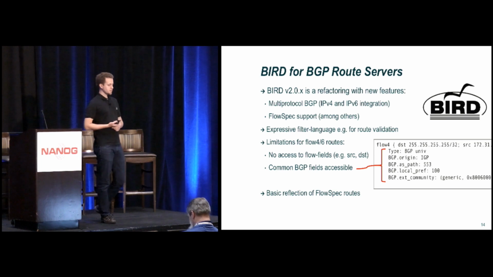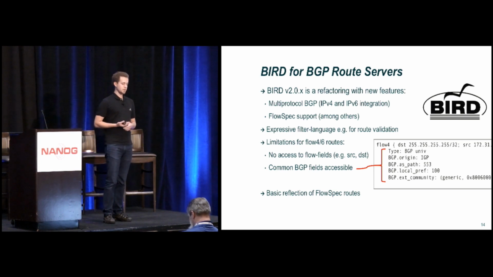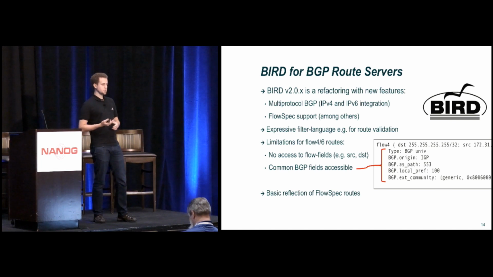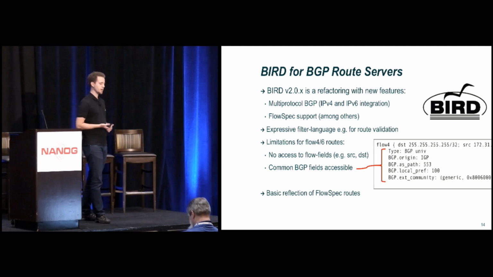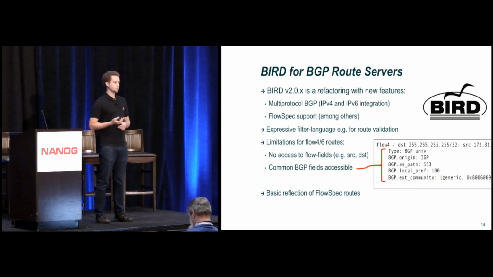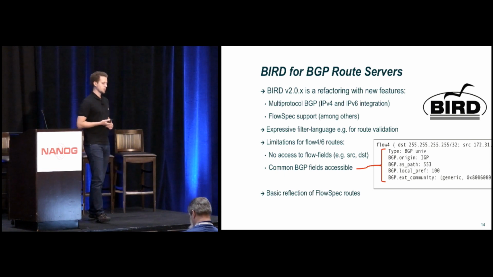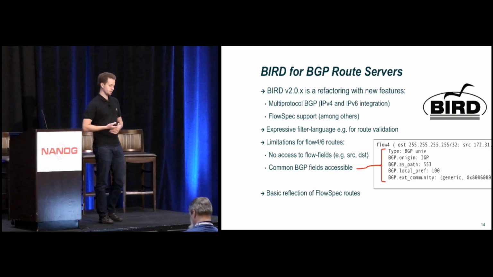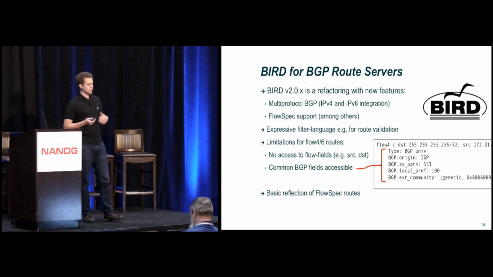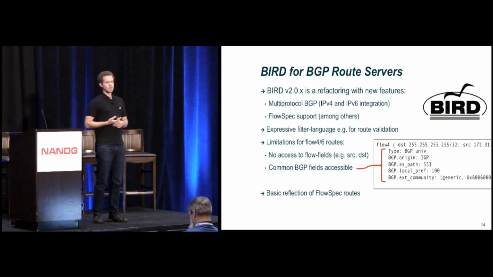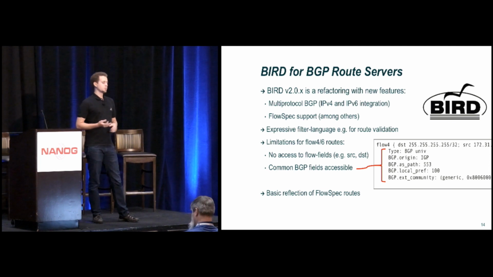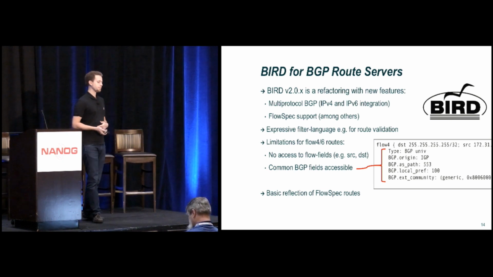BERT features a very expressive filter language, for example, to perform route validation. However, there are certain limitations with regard to Flowspec. You cannot access the flow-specific fields in a flow route. You can only access the common BGP fields that all other BGP routes have. And what it is supporting right now is just a basic reflection of BGP Flowspec messages. So when you're using BERT as a real router, it cannot program the data plane, for example, the Linux kernel. But we're not using it for that purpose anyway.